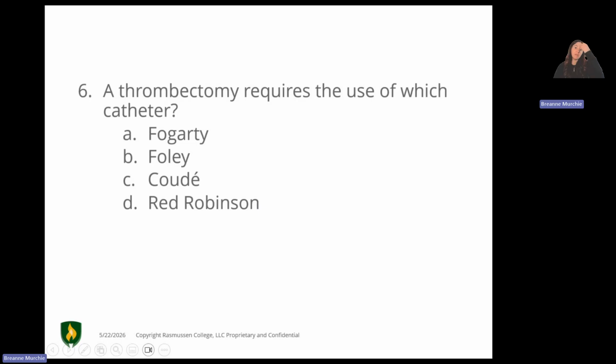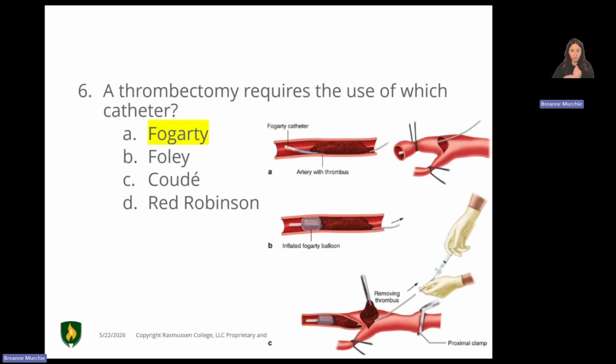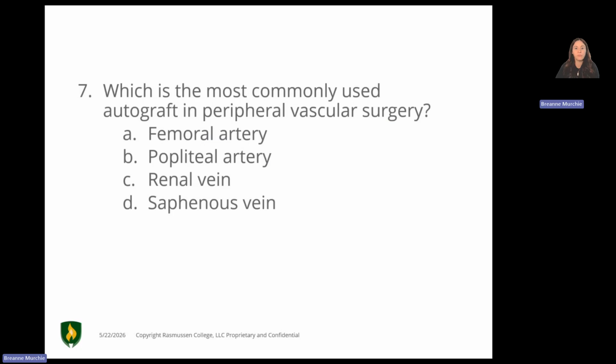Number 6, a thrombectomy requires the use of which catheter? That is a Fogarty catheter. The inflated Fogarty balloon will essentially coax out the blood clot while you pull it. So you have to advance the Fogarty catheter deflated past the point of the blood clot, as you see here in part A of the image. And then you will help the surgeon to inflate this balloon. And then the surgeon will then pull the catheter back out. Because the balloon is inflated, it will pull the blood clot with it. So Fogarty catheter.